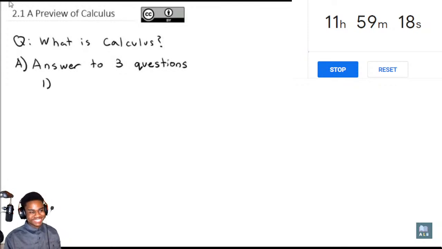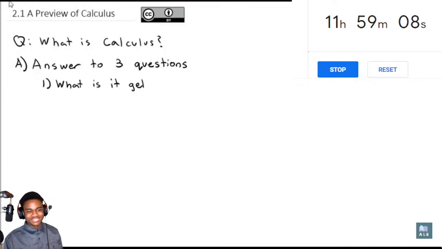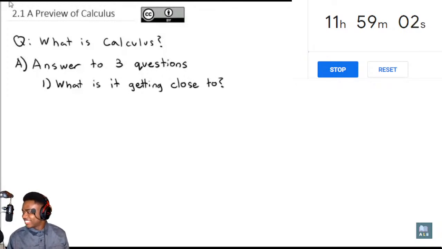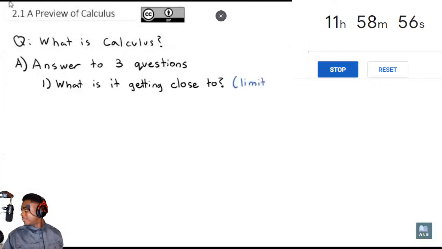The first question that we're going to attempt to answer, and we're going to focus on here in Chapter 2, is what is it getting close to? And this in calculus we're going to affectionately call the limit.